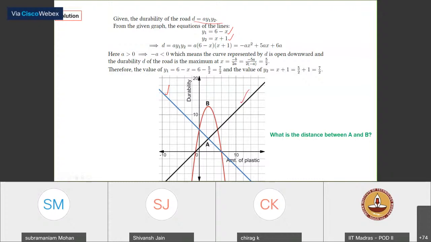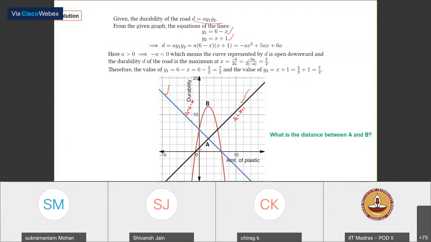So y2 equals x plus 1, right? At x equals 0, the value is 1. And the y1 value is 6 minus x. So y1 equals 6 minus x is this blue colored line.